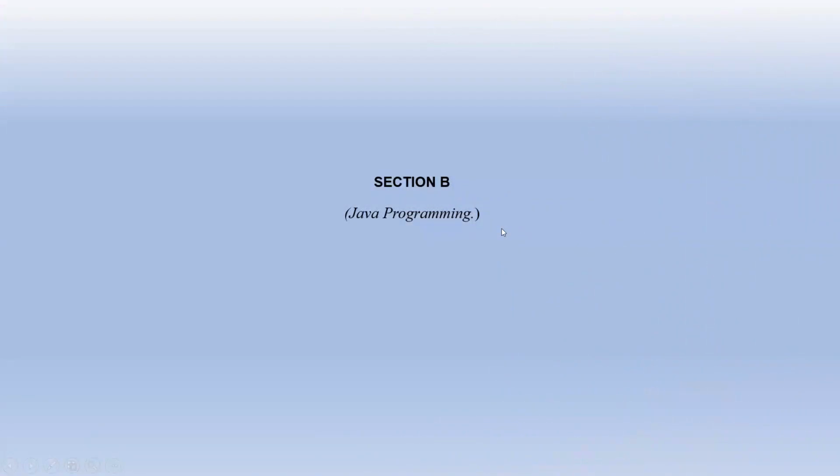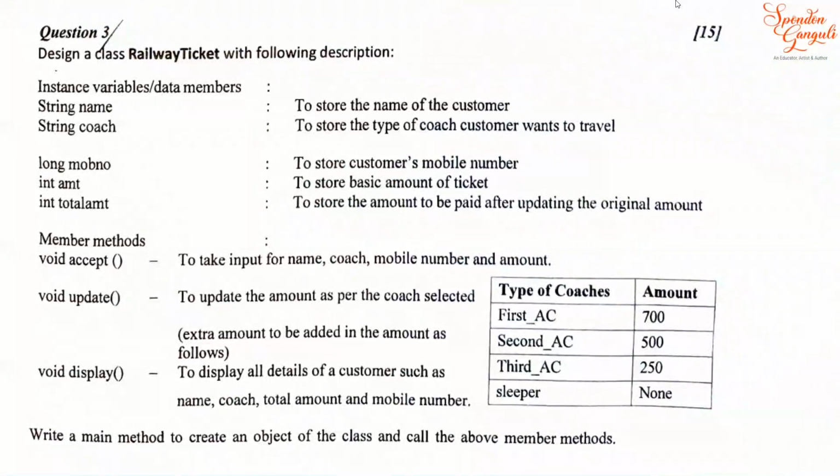Now we'll move on to section B, that is Java programming. First question, as we all know, it comes on constructor or object method concept. The question is given here. Design a class Railway Ticket with the following class description. Now in this type of questions, as I have told earlier and you all know, the class structure given, you have to follow it strictly. You cannot do anything additional or leave anything. Whatever is mentioned here, you have to do exactly the same.